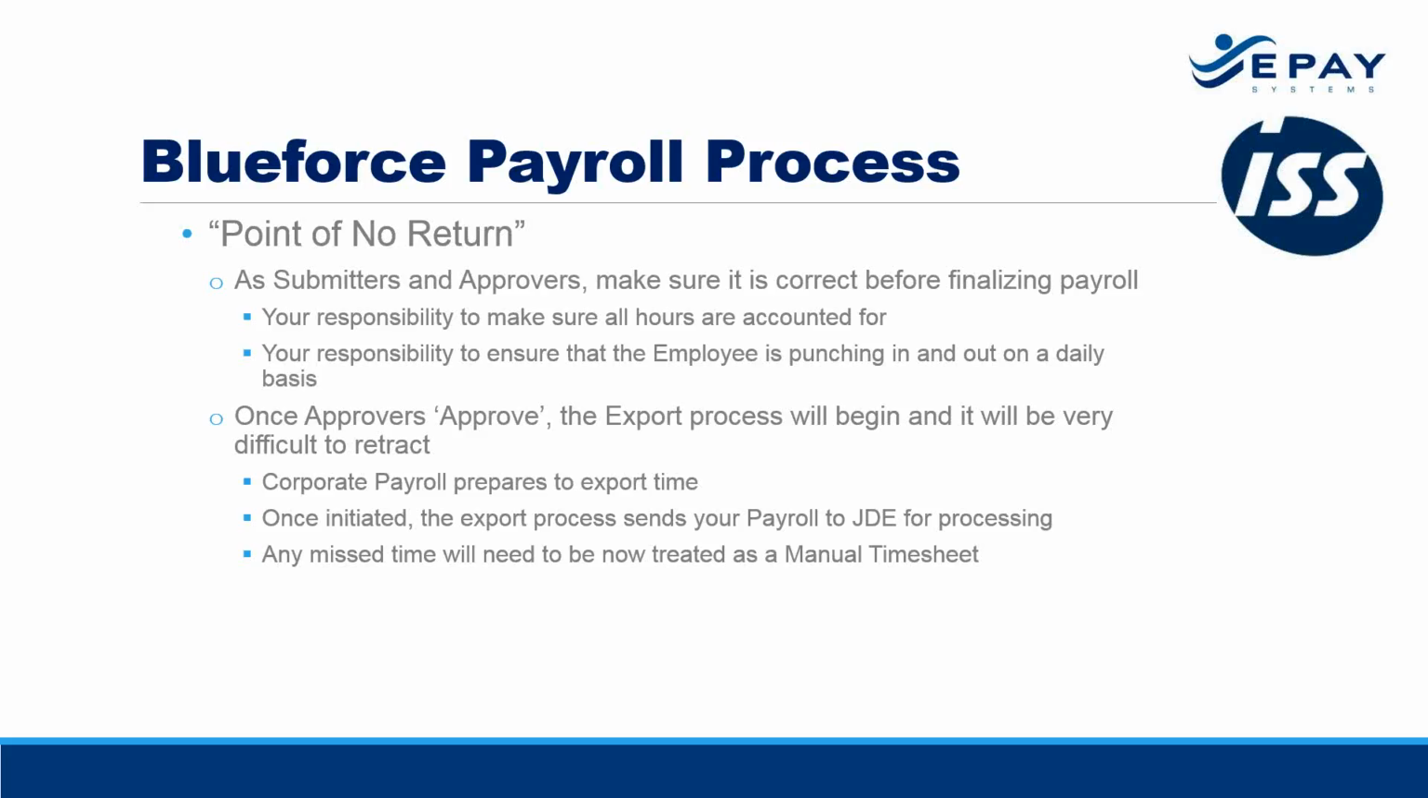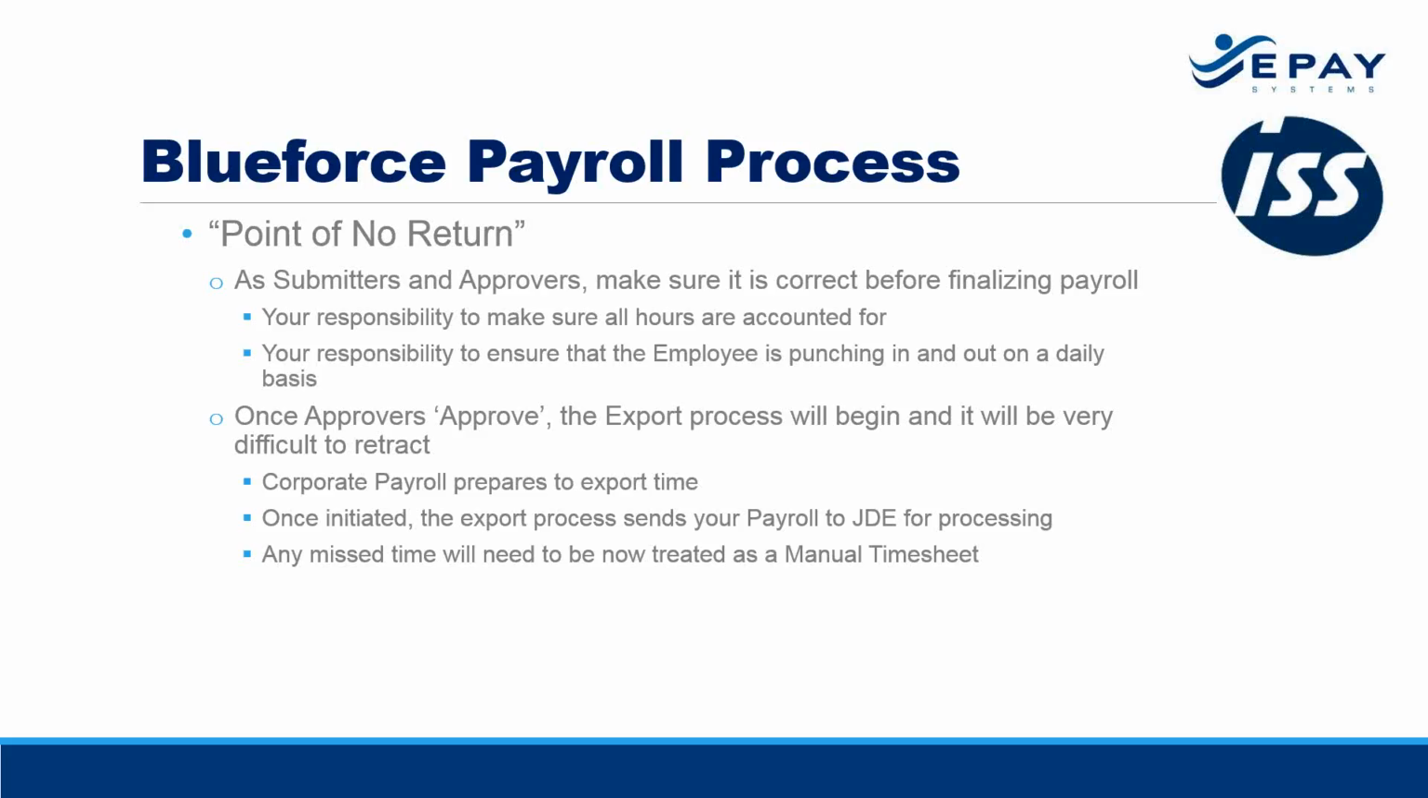And there's also a responsibility to ensure that the employee is punching in and out daily. Now, if they are not punching in and punching out on one of the 4 time collection methods that I mentioned a while ago, then we need to get them towards that. That's going to make our lives easier, as the submitter and the approver, when it comes time to payroll. We don't have to worry about missing anyone in the system. We don't have to go back and add time later, etc.